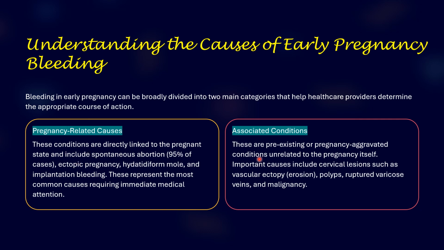Now let's learn about the associated conditions. These are pre-existing or pregnancy aggravated conditions unrelated to pregnancy itself. It is not because of the pregnancy, but because of pregnancy it has got aggravated. The condition was already there, but because of the pregnancy it has aggravated. What conditions can it be? Those can be cervical lesions such as vascular ectopy, polyps, ruptured varicose vein and malignancy.